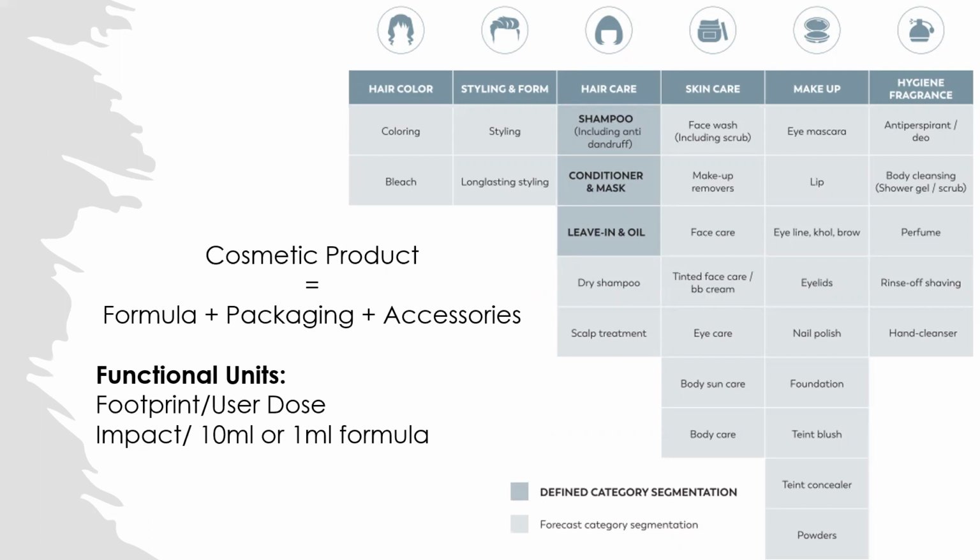And this cosmetic product is defined as the formula, the packaging, as well as any accessories, not including electronic accessories. They seem to have defined their functional unit as footprint per user dose. I will go into more detail of what footprints, but it comes down to carbon footprint and water footprint. And then also overall environmental impact per 10 milliliters or 1 milliliter of formula.